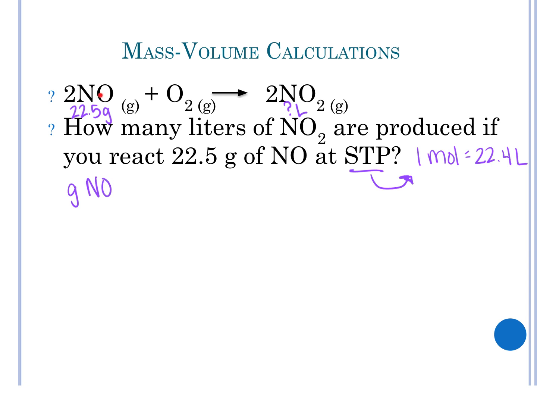Okay, and then what unit do you have to be in to get from NO to NO2? Mole. So we're still going to have to convert that to moles. And then once we're in moles of NO, we can get to moles of NO2. And then finally, what does your final unit have to be? So then we can get to liters of NO2.